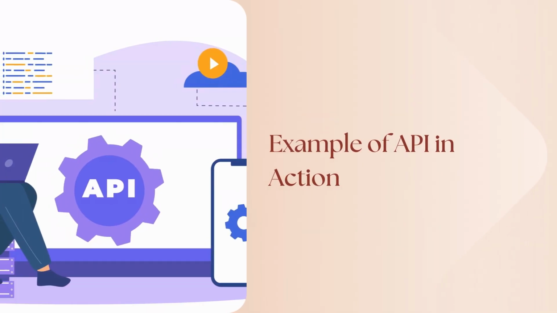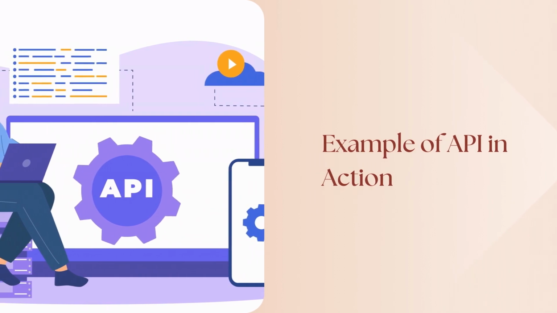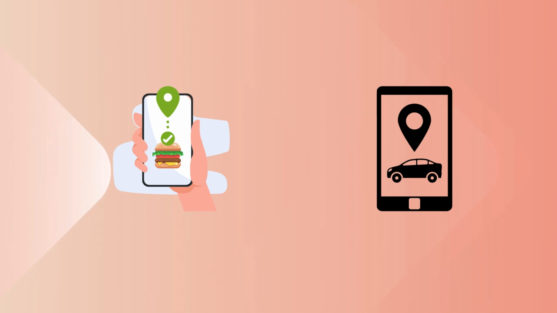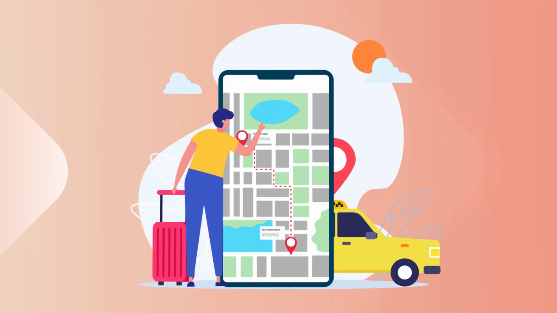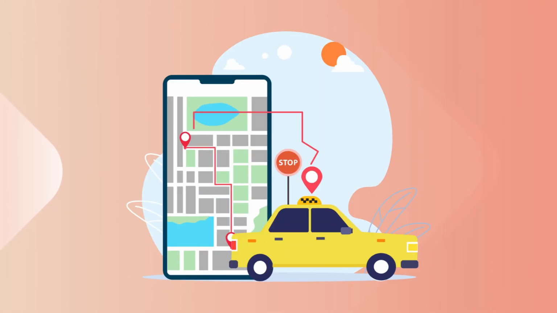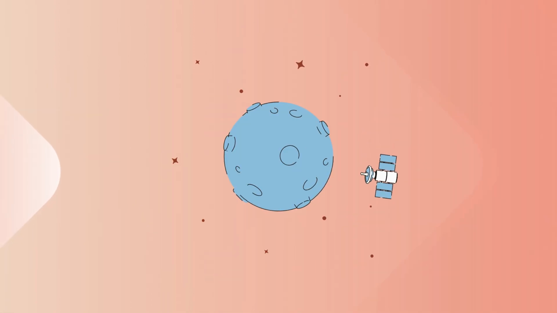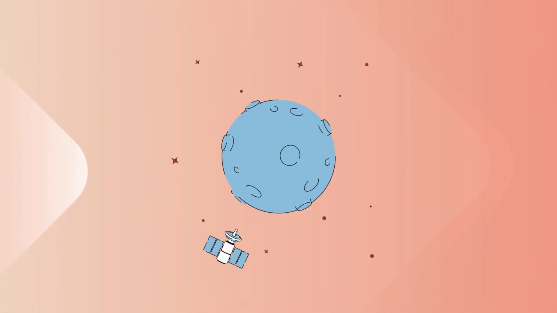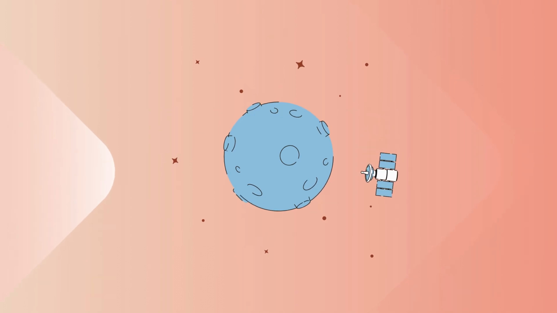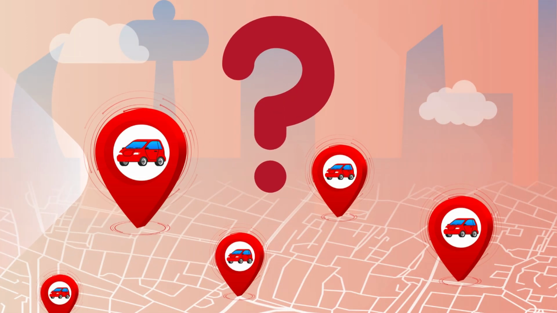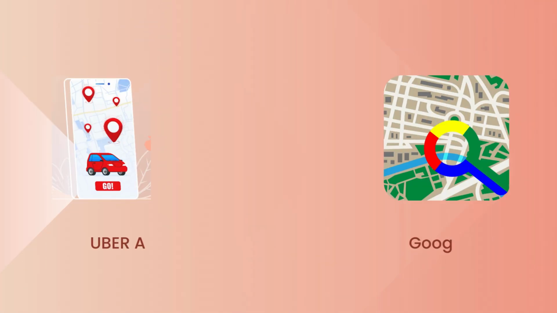Now let us see an example of an API in action. We use apps like DoorDash, Uber, Lyft. In all these apps, we are able to see a map. If we order an Uber, we are able to see how far our Uber car or Uber driver is. Do you think Uber has set up some satellites of its own to get the maps and track locations? No. If not, then how does Uber get all this information? Uber gets all this information from Google Maps.